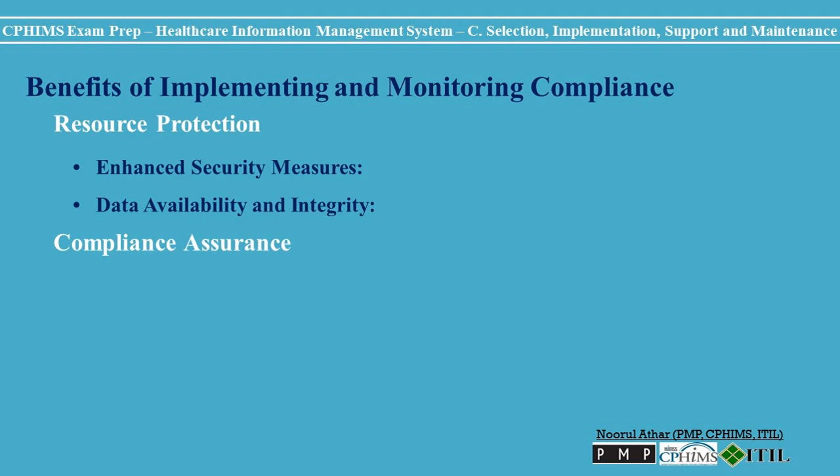Compliance assurance. Regulatory adherence. By rigorously monitoring compliance with internal controls, healthcare organizations can ensure their systems comply with relevant healthcare regulations, such as HIPAA in the U.S., which governs the security and privacy of patient information. Reduce legal and financial risks. Compliance with established standards and regulations reduces the risk of legal challenges, financial penalties, and reputational damage that can result from data breaches or compliance failures.